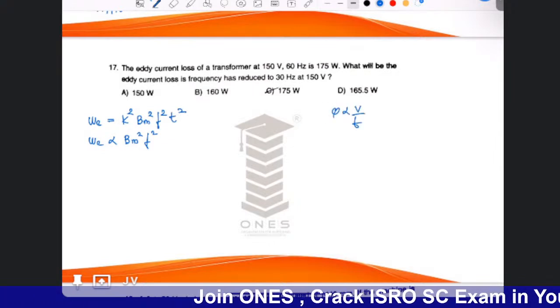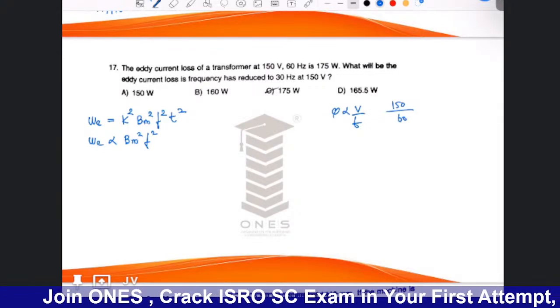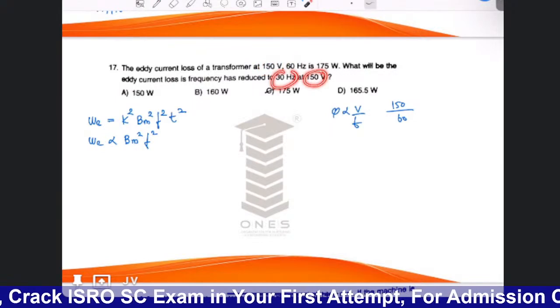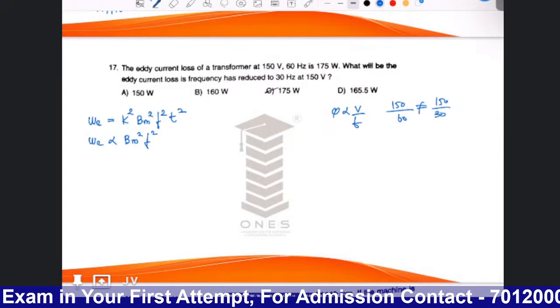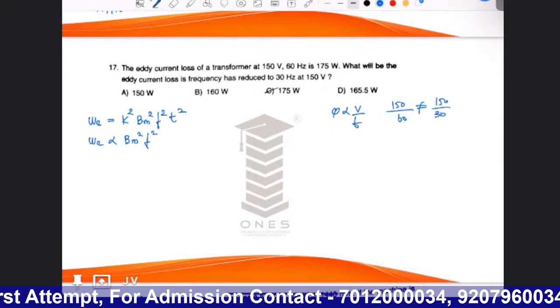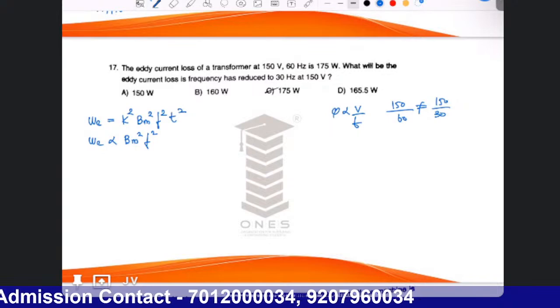V by F. First, what is V? It is 150, and F is 60. Right? 150 by 60. Next case it is 150 and 30. Okay, so V by F is what? Not equal. Okay, so here you cannot make the flux constant. Here the flux is varying.